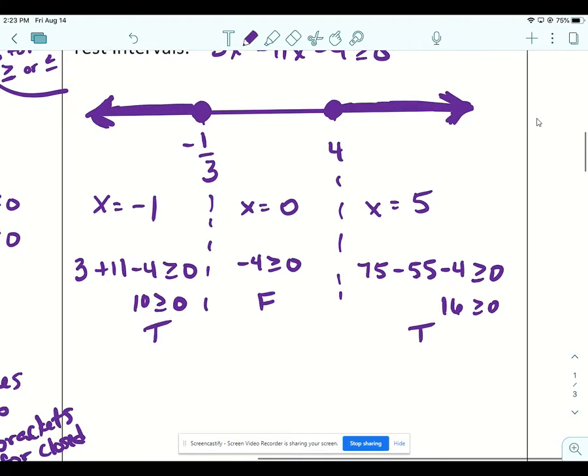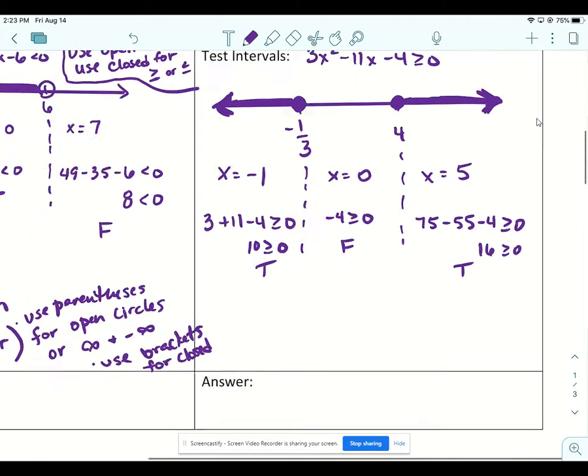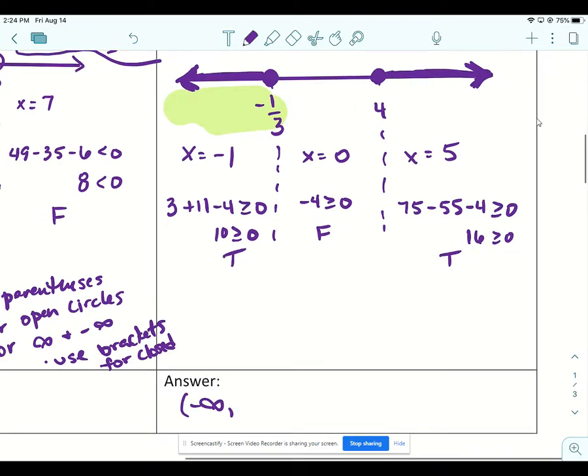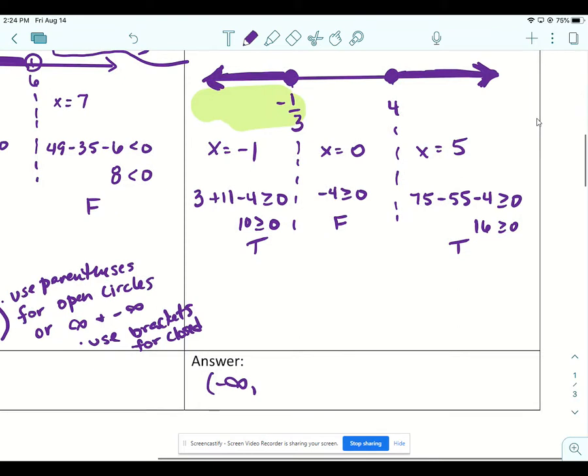Okay, and then let's describe our solution regions. So when we look at this one right here, the smallest number that's included in that region is actually negative infinity. And infinity will always have a parenthesis because you can't enclose infinity. It's just smaller, smaller, smaller for negative infinity. All right, and then we go all the way to negative 1/3. And because there's a closed circle at negative 1/3, we do a bracket.